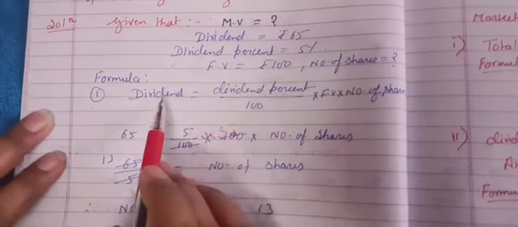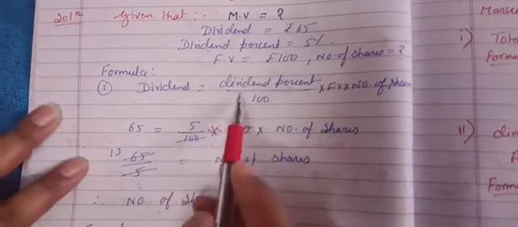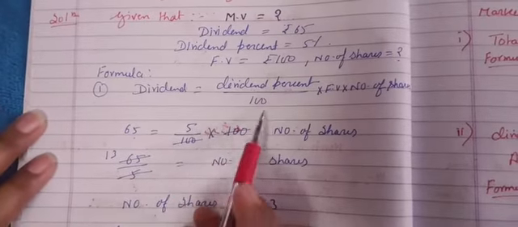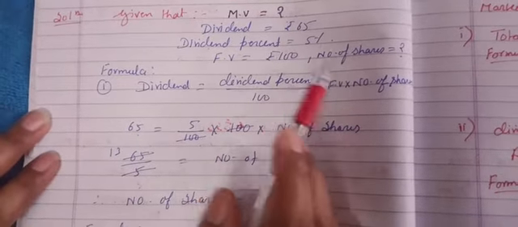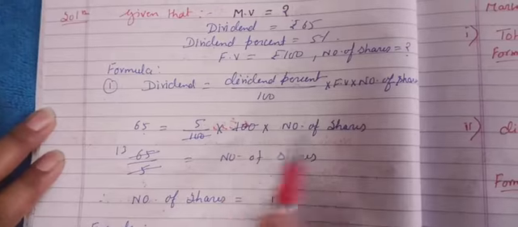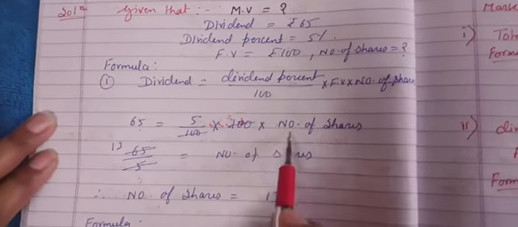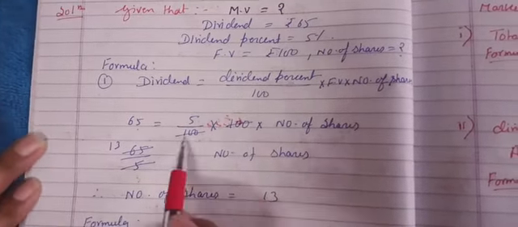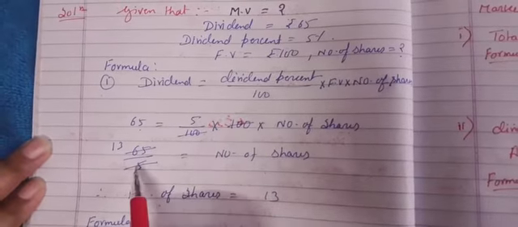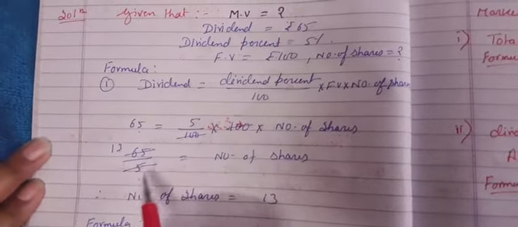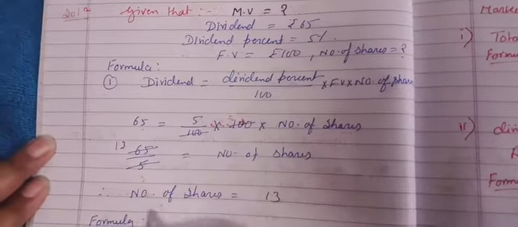We are having all these things. Dividend is given, that is 65. Dividend percent is also given, that is 5%. Face value is also given, that was 100. Number of shares is not given, so I have written number of shares. Then 100 cancelled, 5 came here, so 13 fives are 65. So number of shares is equals to 13.